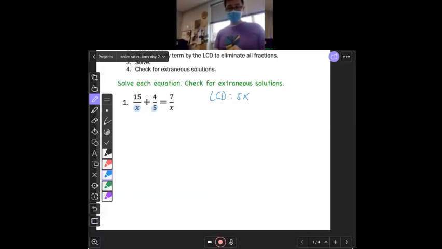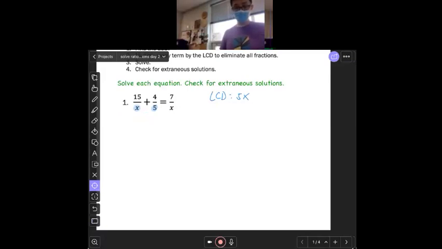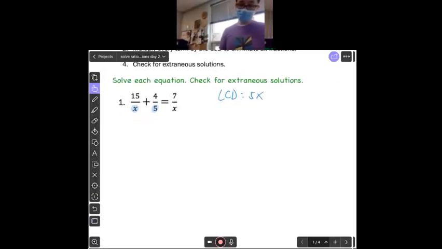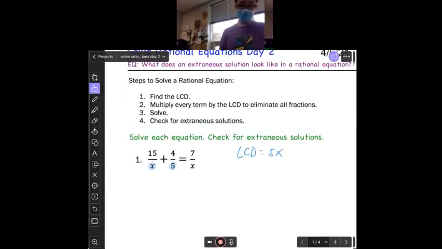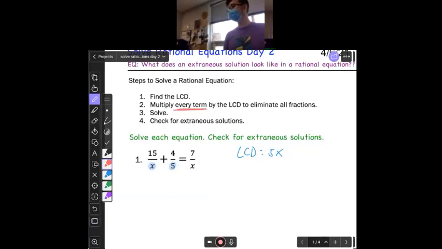There's something I can multiply x by to get 5x. There's something I can multiply 5 by to get 5x. Okay? Make them both 5x if I wanted to. That's not what we're going to do because our goal is to get rid of the fractions, not make new fractions. So multiply every term. Every term. You can't just multiply parts. If I want to change one part of the problem, I have to change the whole problem the same way. If you don't do that, the problem's going to get messed up. Keep balance.